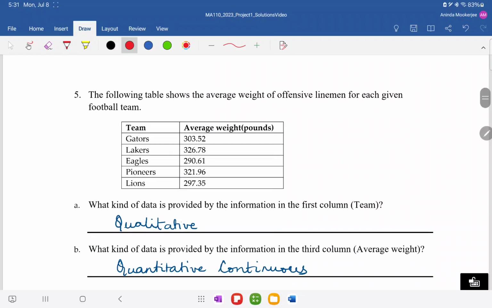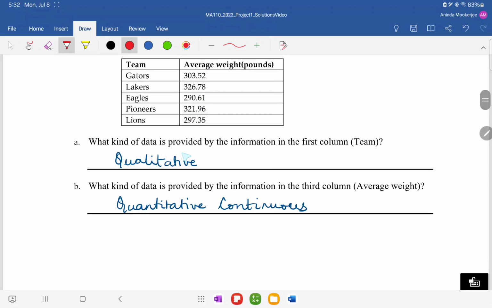Now question number 5 is checking whether you understand the different data types in statistics that we will be working with. It says here the following table shows the average weight of offensive linemen for each given football team. So they've listed 5 teams in the first column and their average weight in pounds of the players. And the first question is, what kind of data is provided by the information in the first column, team?